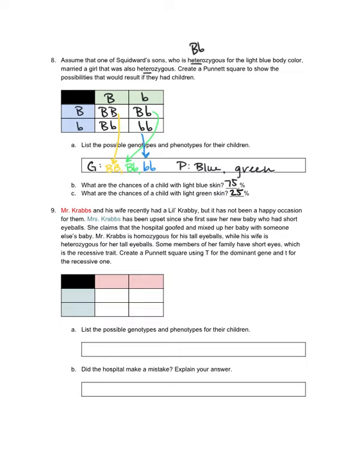Create a Punnett square using capital T for the dominant gene and lowercase t for the recessive one. So first, it's important to note that Mr. Krabs is homozygous for tall eyeballs, and Mrs. Krabs is heterozygous. So those are their genotypes, which means that Mr. Krabs has the genotype capital T, capital T, because he's homozygous tall, and Mrs. Krabs is heterozygous, capital T, small t. So then you need to fill out your Punnett square to figure out what are the chances that they could have a baby with short eyeballs. So when we fill in our boxes, you should have something that looks like this.